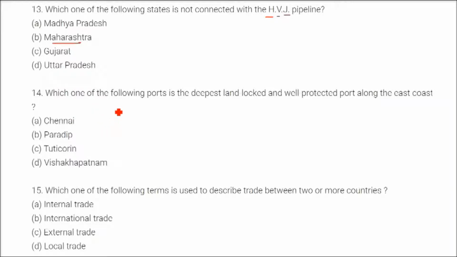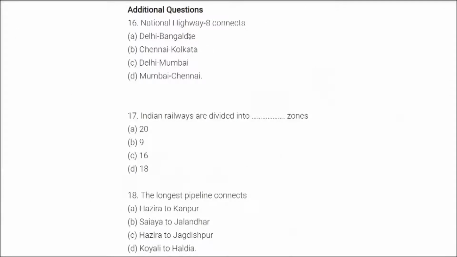Which one of the following ports is the deepest landlocked and well protected port along the east coast? The answer here is Vishakhapatnam, Vizag. Which one of the following terms is used to describe trade between two or more countries? It is international trade. National Highway 8 connects Delhi and Mumbai.